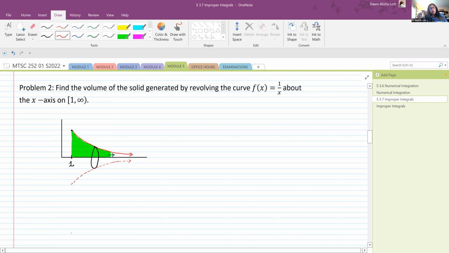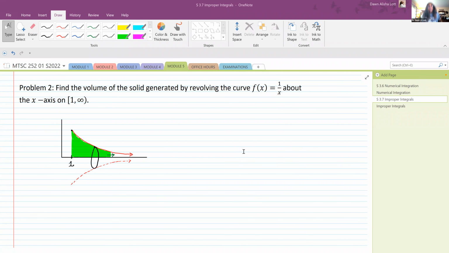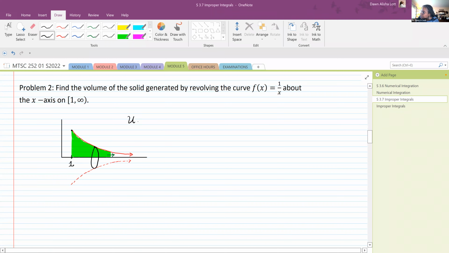So what technique am I going to use to revolve this about the x-axis? What do you see? You've had plenty of time to think. What method am I going to use? So we learned several methods a while back about revolving things about axes. Is this the disk method? That is the disk method. Okay, so we will use the disk method.